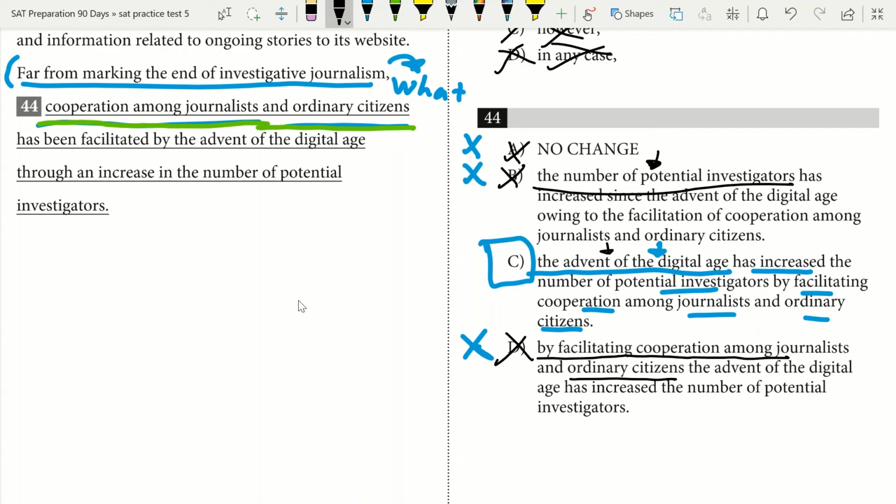Okay, so we know that this modifier up here, "far from marking the end of investigative journalism," has to modify only one thing, and that will be the advent of the digital age, because that is the subject that it has to modify, and that's what has been talked about throughout this passage. So the correct answer there has to be C.